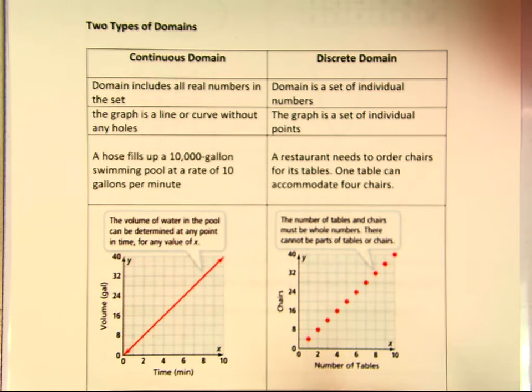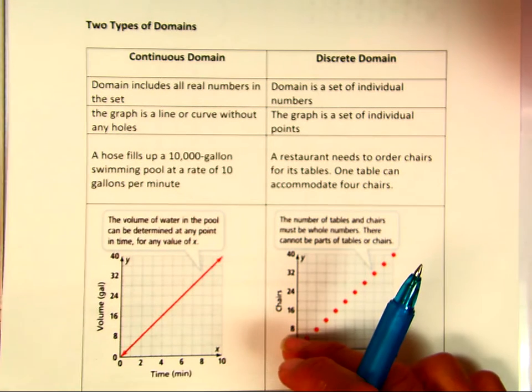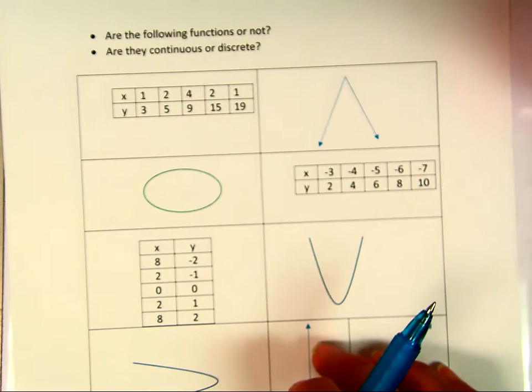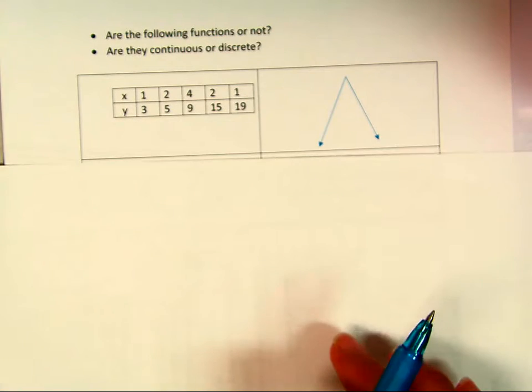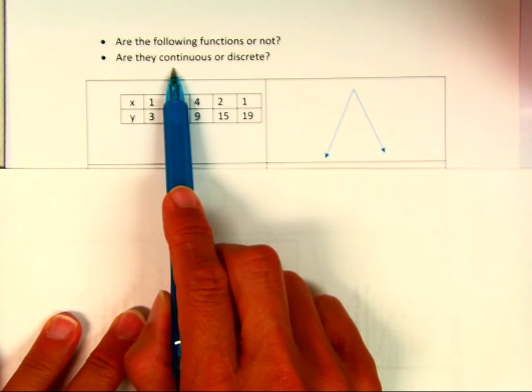So anytime you're talking about people, we usually don't have halves of people or halves of chairs or halves of tables. That would rarely count. So we need to make sure that we know the difference between discrete and continuous because that helps us with our domain. Now we're going to do some examples. So I'm going to cover those up. So we're going to ask ourselves, is it a function or not? And is it continuous or discrete?